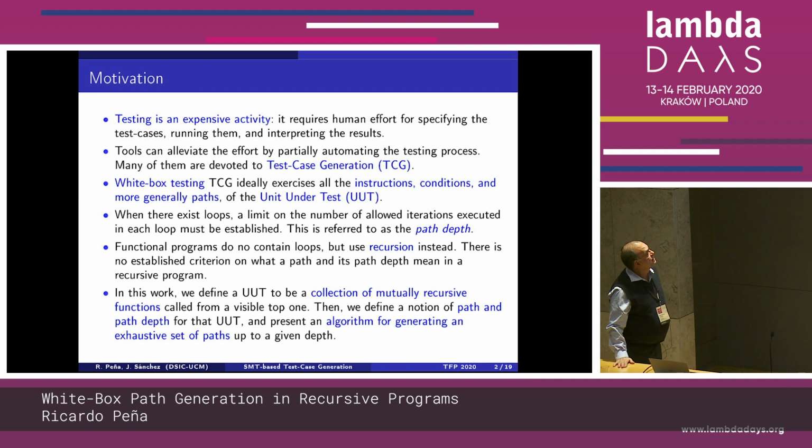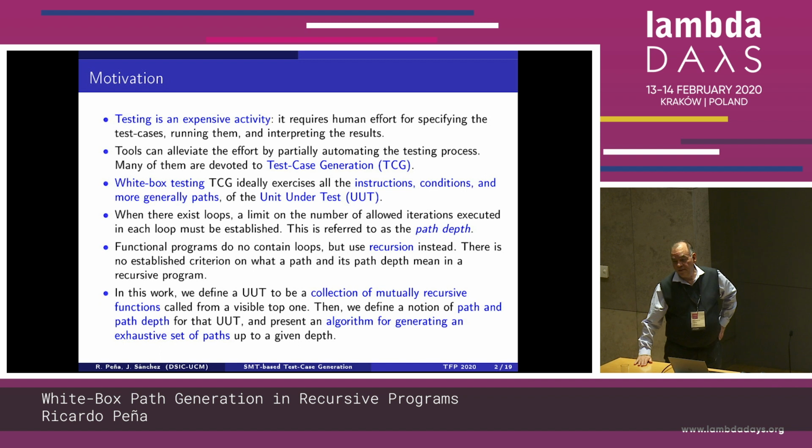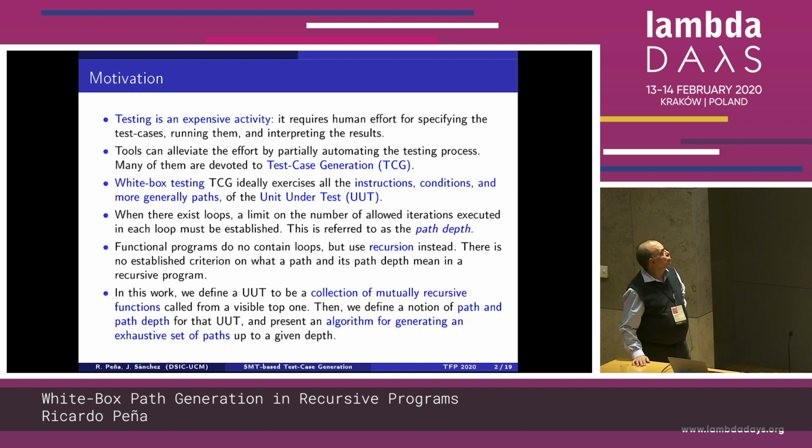In particular, white box testing is concerned with executing all the instructions or conditions, or more generally, execution paths in the unit under test. Okay? In iterative programs, when there exist loops, you normally set a limit on the number of iterations executed in each loop, and this is referred to as the path length. For instance, path length 0 means that you don't execute the body of the loop, and path length 1 you execute it once, and so on.